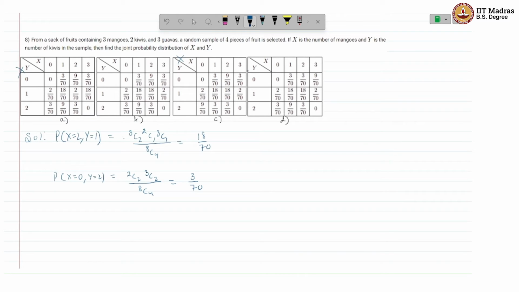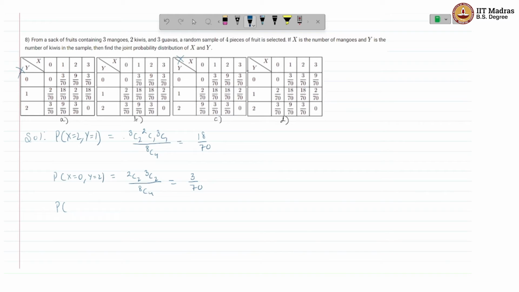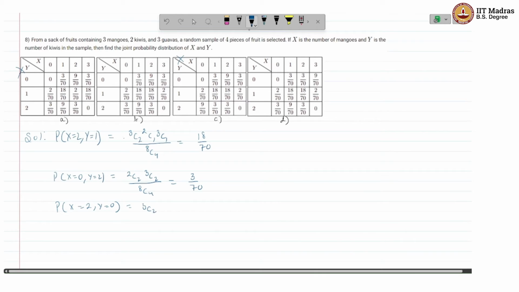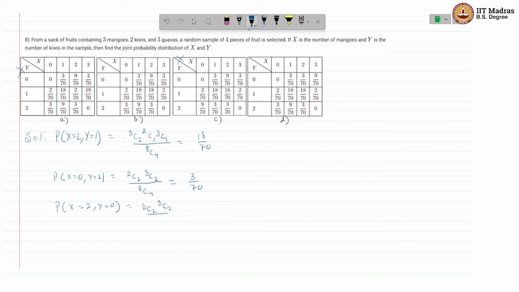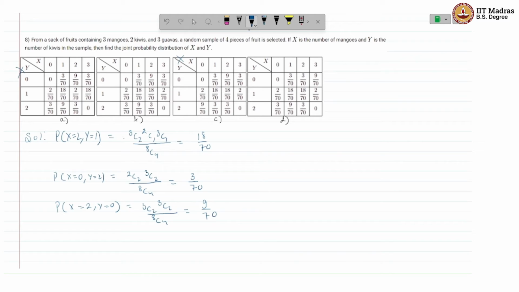Now it comes to table B and table D. So we have to find the probability of an xy pair which has different values in table B and table D. One such value is the probability x is equal to 2, y is equal to 0. And this probability will be 3C2 into 3C2 divided by 8C4, and the value comes out to be 9 by 70. As a different value is given in table D, the correct table is table B. So this is the right answer.